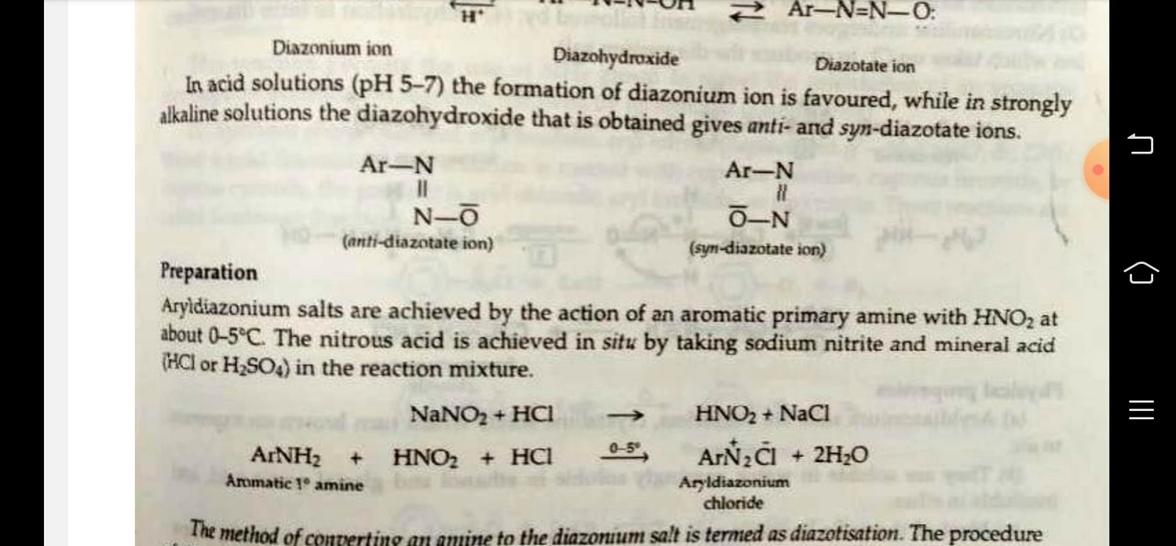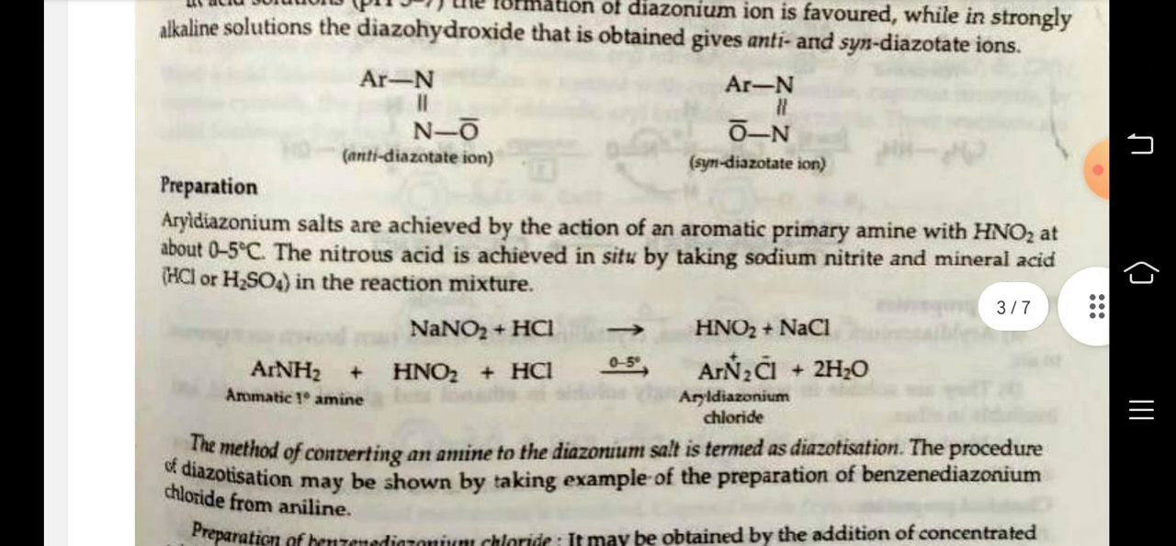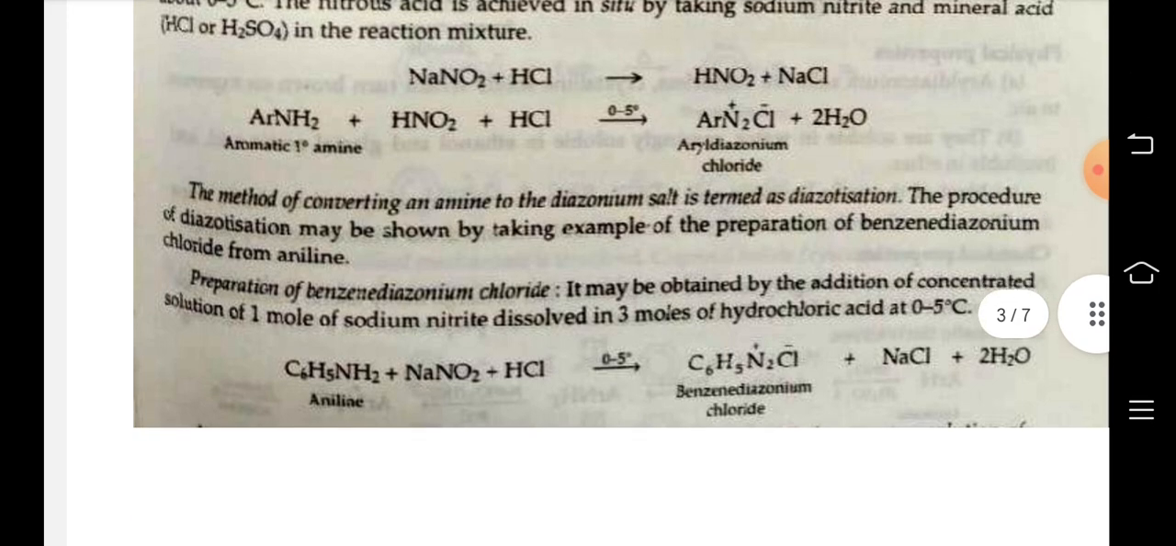Preparation. Aryl diazonium salts are obtained by the reaction of an aromatic primary amine with HNO2 at about 0 to 5 degrees Celsius. The nitrous acid is generated in situ by taking sodium nitrite and a mineral acid, HCl or H2SO4, in the reaction mixture. Aromatic primary amine plus HNO2 plus HCl at 0 to 5 degrees Celsius gives ArN2+ Cl- plus 2H2O, the aryl diazonium chloride. The method of converting an amine to the diazonium salt is termed diazotization.